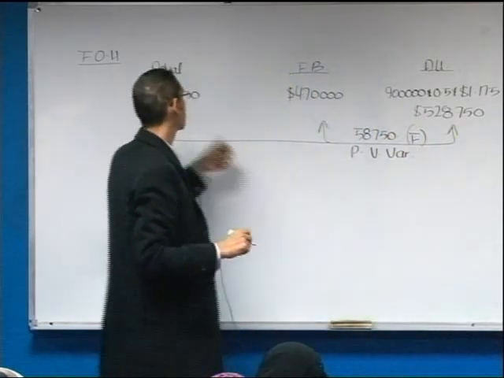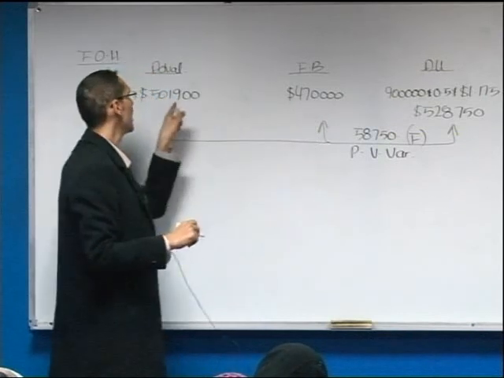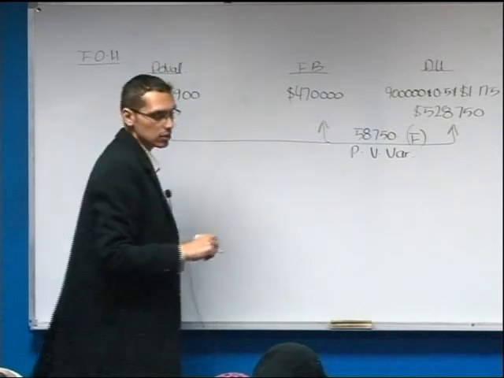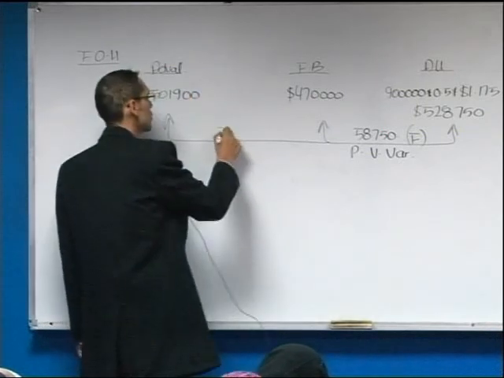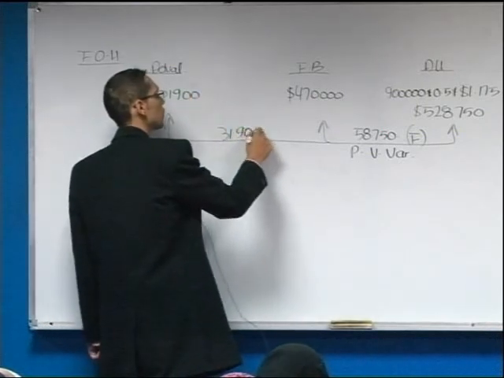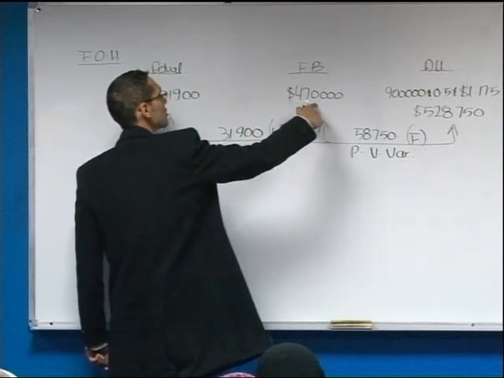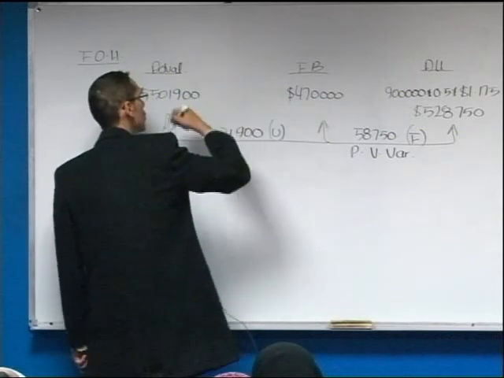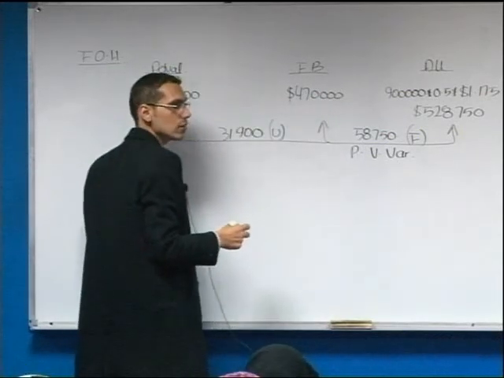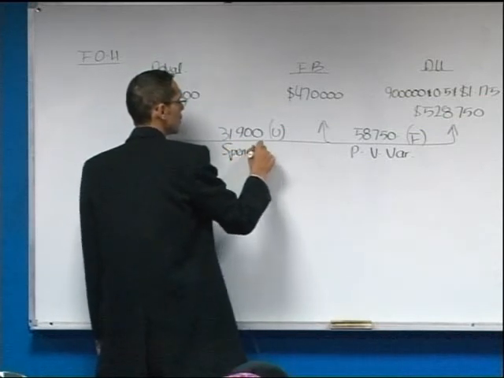And of course, we have a spending variance, which is the difference between the 470,000 and the 501,900, by the amount of 31,900. Of course, it is unfavorable because we should have incurred 470,000, but we incurred more than the 470,000. We incurred 501,900. This is the spending variance.